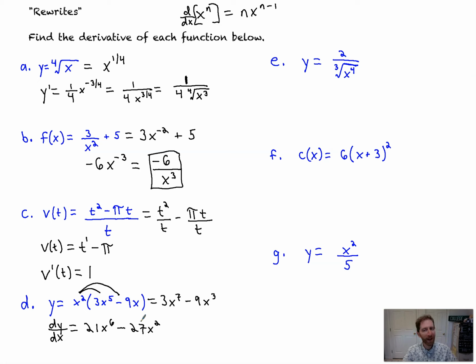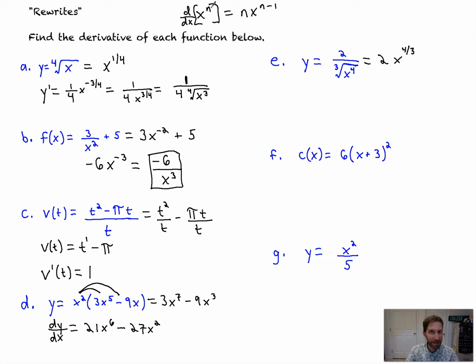Yeah, you got this. All right, we're going to keep rolling with these rewrites. Y equals 2 over the cube root of x to the 4th. Whew, that's gross. Let's put it in power rule form. The 2's just chilling. So this is going to be x to the 4 over 3.